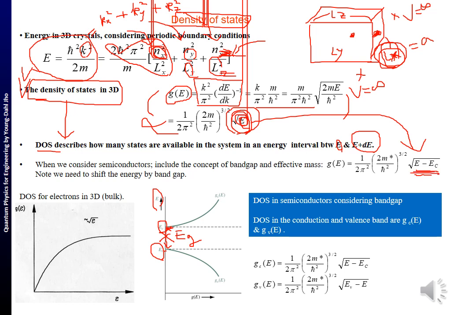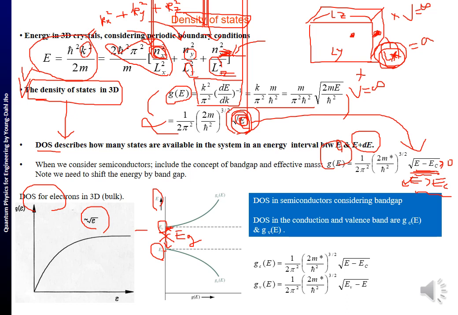Okay? The square root of E minus EC could be real only when the exponent E minus EC is positive, right? So E should be larger than EC to be real. Okay? So G(E) exists only when E is larger than EC. That's the concept of semiconductor. Okay? So without the semiconductor concept, density of state in 3D is increasing with square root E.